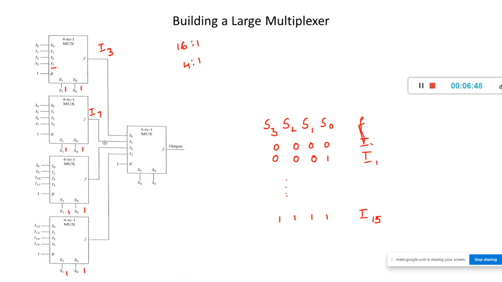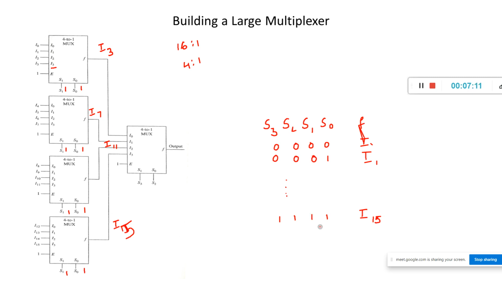I11 is selected. So here I11 will come. Here what is selected? 1 1 means I15 is selected. So here at the I3 line we have I15. At I2 we have I11, at I1 we have I7, at I0 we have I3.